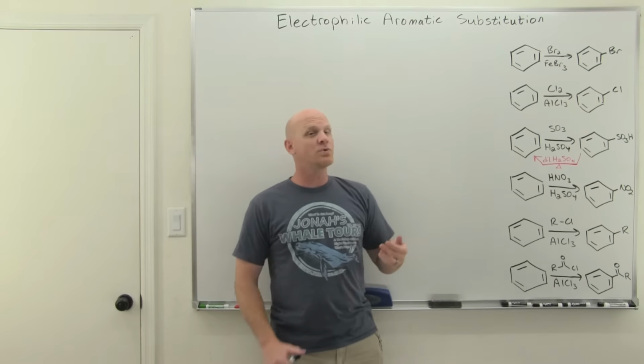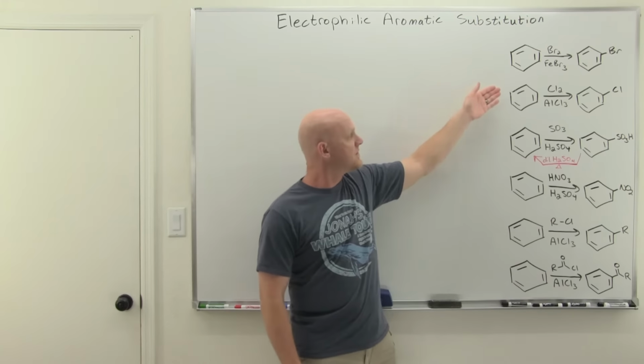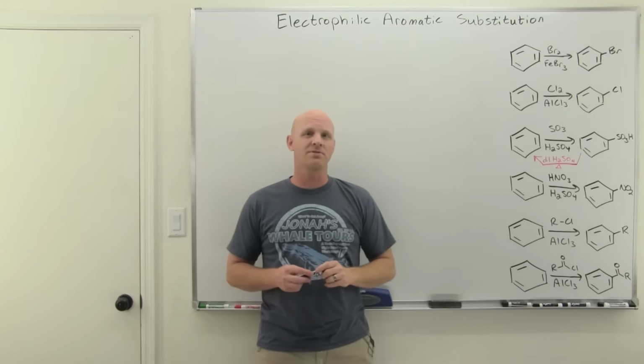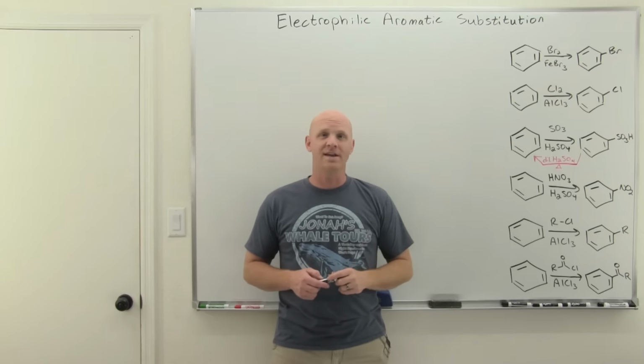And then we're going to cover the first four major EAS reactions: bromination, chlorination, sulfonation, and nitration, including the specific mechanisms for all four. Now, this lesson is part of my organic chemistry playlist.